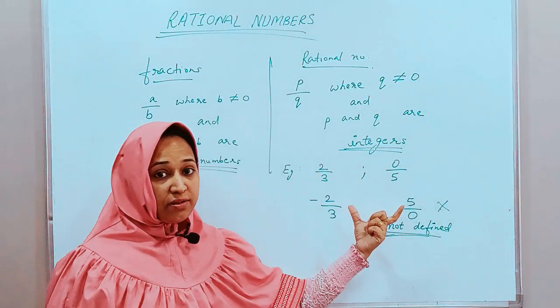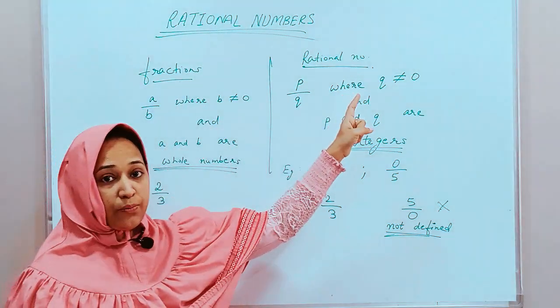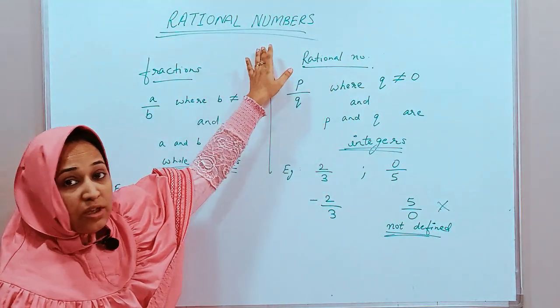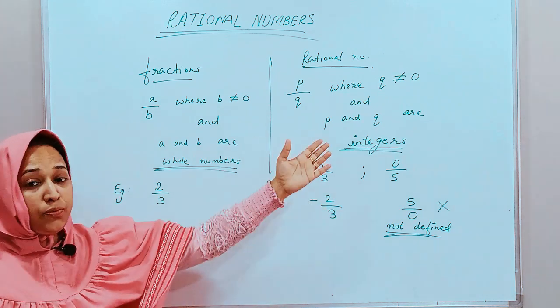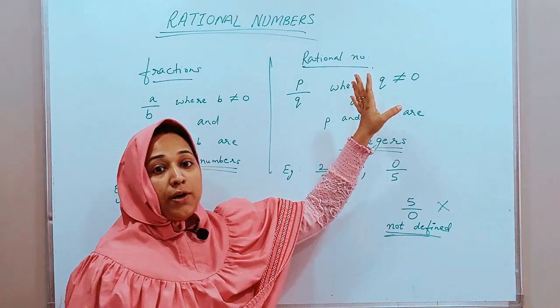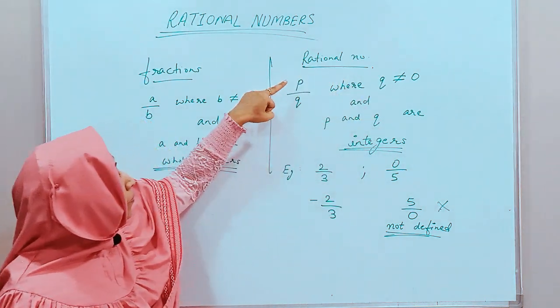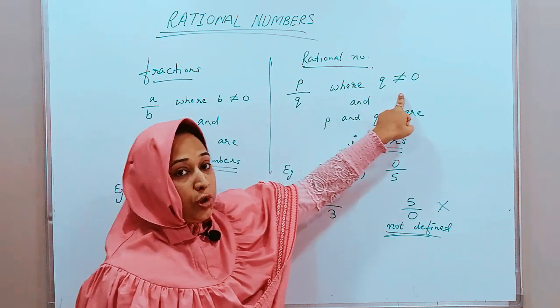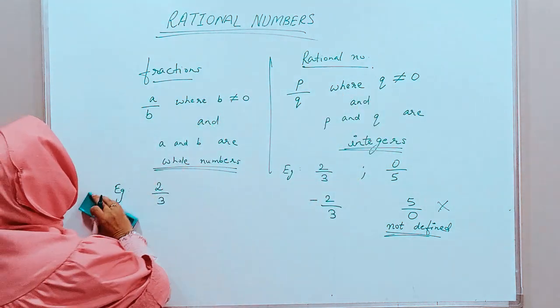So the basic difference, I hope it is clear to you all. What is a fraction? What is a rational number? We are going to study rational numbers, different operations on rational numbers, and much more about it in the upcoming videos. Now, when we talk about the standard form to write a rational number, P upon Q, where Q is not equal to 0, is the standard form.